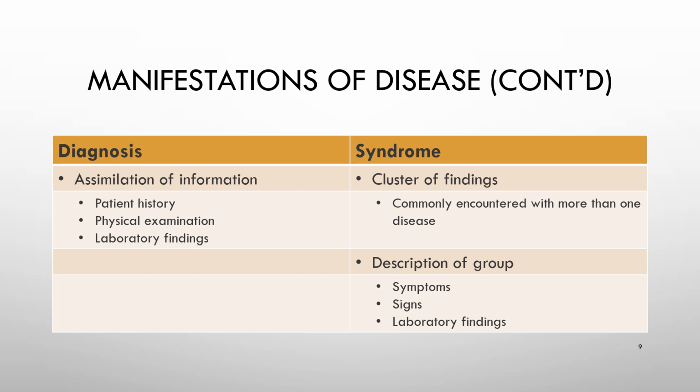Now let's contrast that with a syndrome, which lives on the right side of the table. A syndrome is a cluster of findings that tend to occur together. Importantly, a syndrome is not specific to one disease. The same syndrome can be seen in multiple different disease processes, which is why syndromes are often descriptive rather than definitive. A syndrome is basically medicine saying, we recognize this pattern, but we're not done investigating yet. Syndromes are described using groups of symptoms, signs, and laboratory findings, but they stop short of naming a single cause.